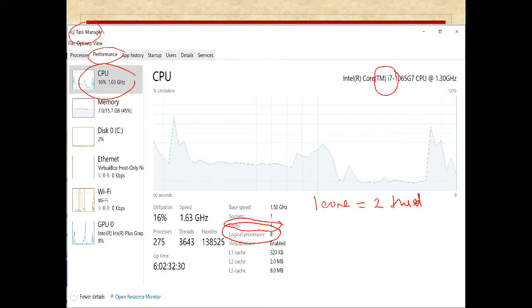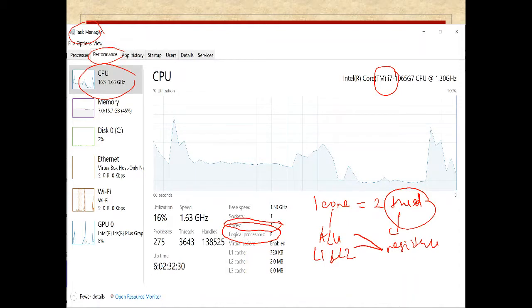Okay, so what's the difference between logical processors and cores? Cores have their own ALU and their own level 1 and level 2 cache, while logical processors only have registers and will share the ALU and the level 1 and level 2 cache of each core.